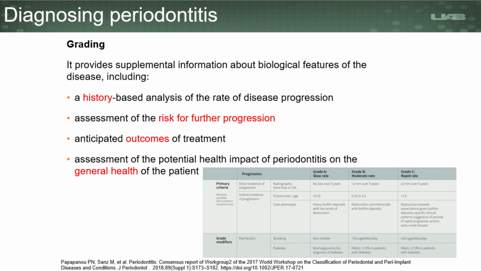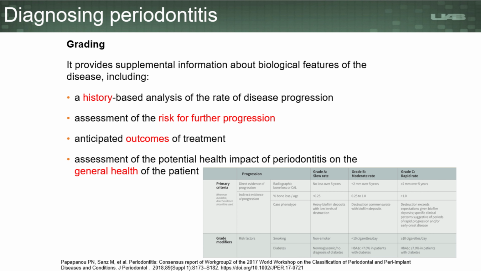In addition to the staging, we also can grade our patients. The grading is looking at the rate of progression. So, not just looking at where the patient is and how complex the disease is, but how long did it take to get there? And that rate of progression is very important for us to understand and put in the context of what we think the risk for future disease is.